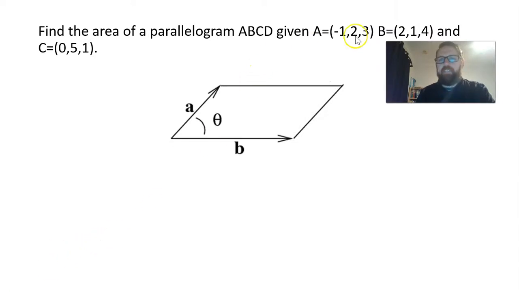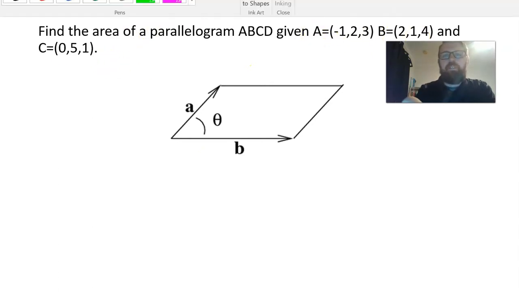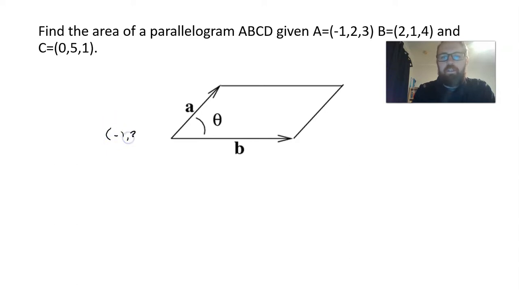So we've got our parallelogram here. It's got corners A, B, C, and D, and we've got the coordinates of each, and we're just going to put those in there. I'm going to call this one down here A, which is -1, 2, 3. We're going to call this one up the top B, which is 2, 1, 4. And we'll call this one over here C, which is 0, 5, 1.